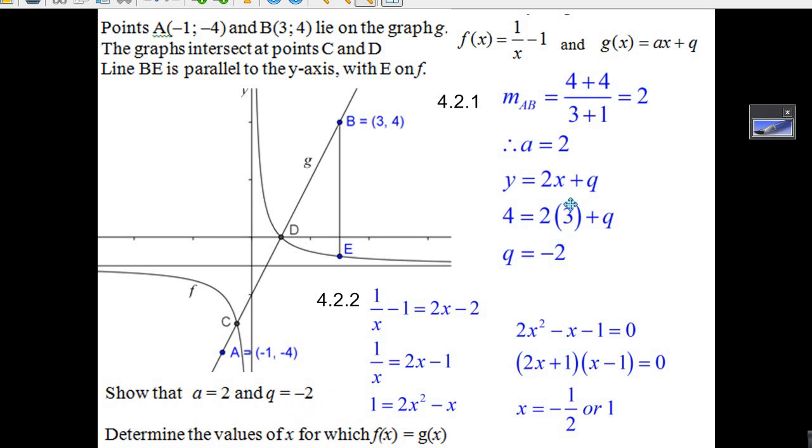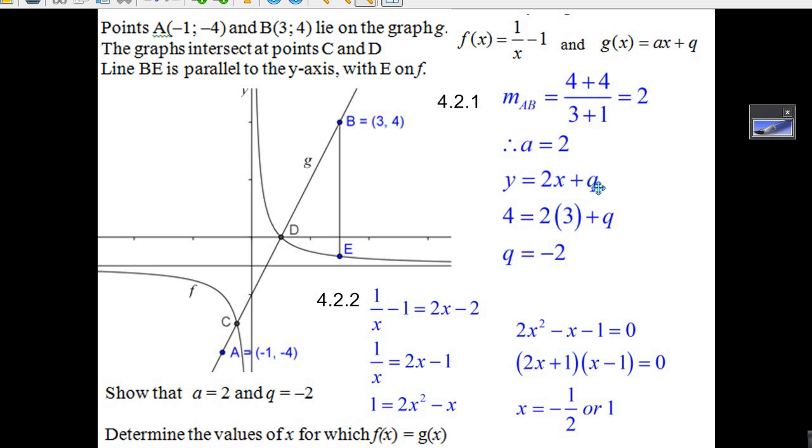So let's try that. Well, this is a line. In this form here, ax plus q, that a, the number in front of x, is the gradient. So all we have to do is take B and A and find the gradient. So we go 4 minus -4 is 4 plus 4, over 3 minus -1 is 3 plus 1. The gradient's 2, so a is 2.